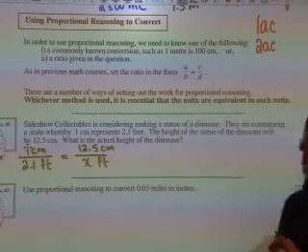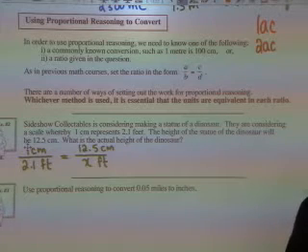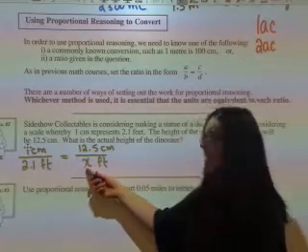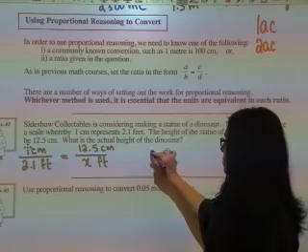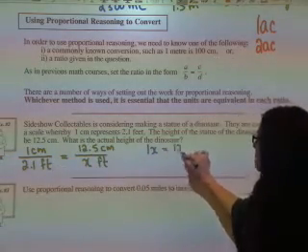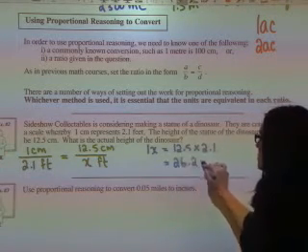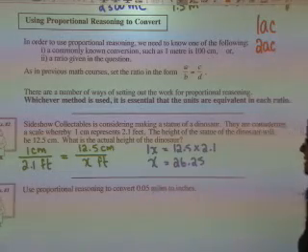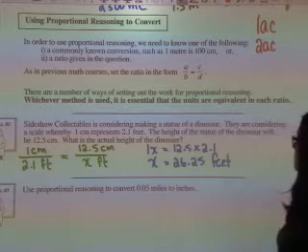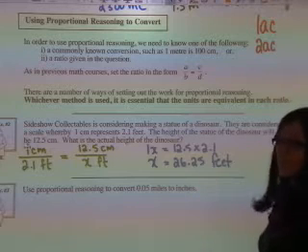How do I solve these proportions? How do I solve for X? Cross multiply. 1 times X is 1X. And 12.5 times 2.1 is 26.25. So X would equal 26.25. The units would be feet. So the actual height of the dinosaur was 26.25 feet.